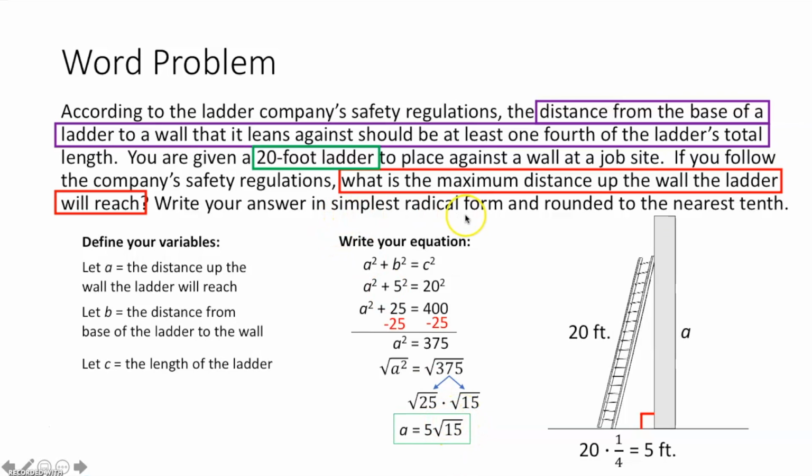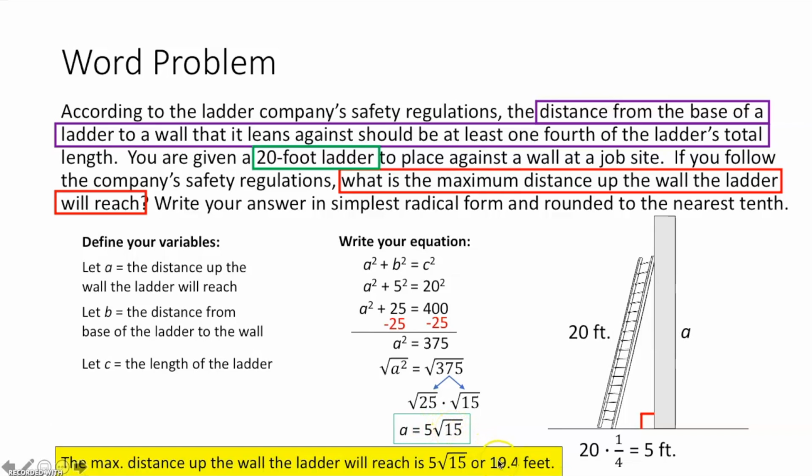Since we want our answer in simplest radical form, that's what this is, we also want it rounded to the nearest tenth. So in your calculator, you put 5 times the square root of 15, and you end up getting approximately 19.4. Each of these is measured in feet, and that is the maximum distance up the wall the ladder will reach safely.